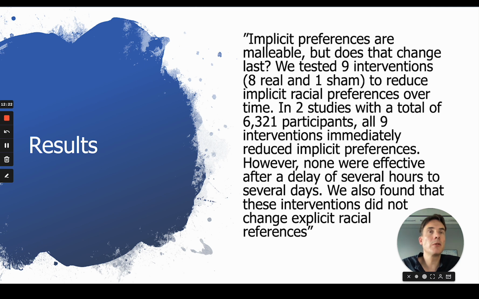In 2 studies with a total of 6,300 participants, all 9 interventions immediately reduced implicit preferences. So if I measure it, then give you the intervention and measure it again, boom, there's a reduction. However, none were effective after a delay of several hours to several days. We also found that these interventions did not change explicit racial preferences.